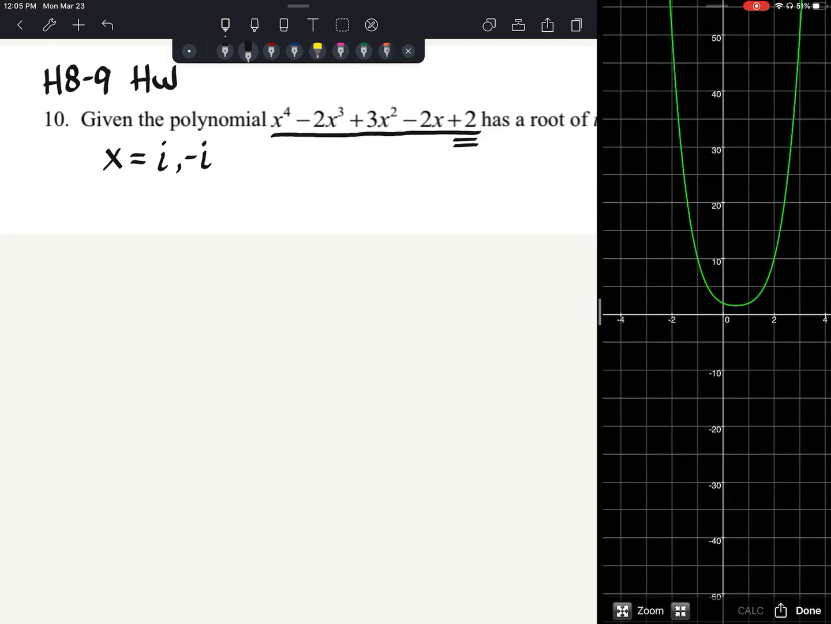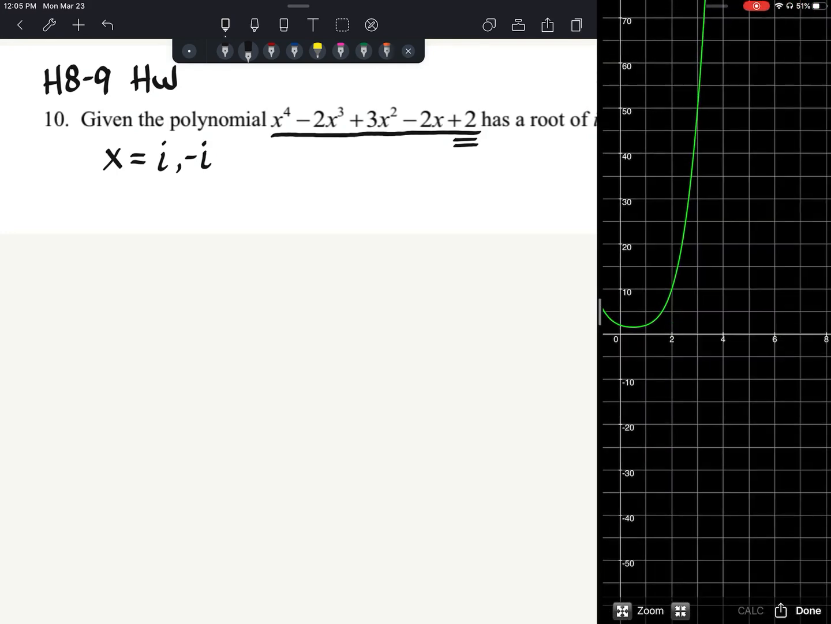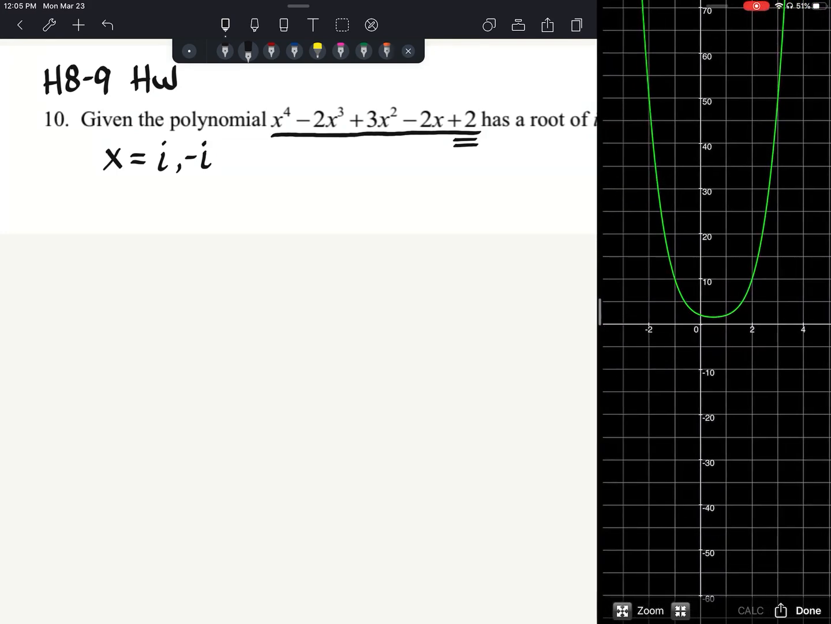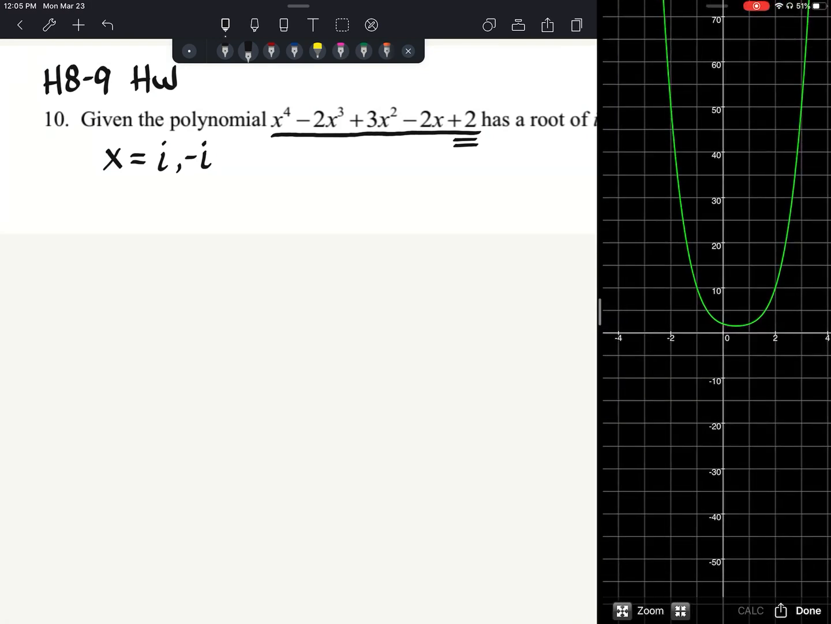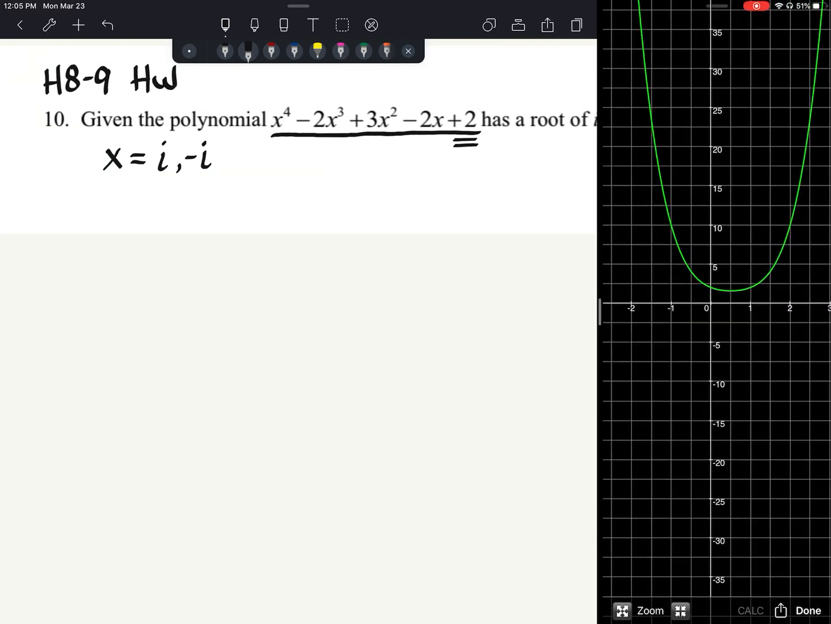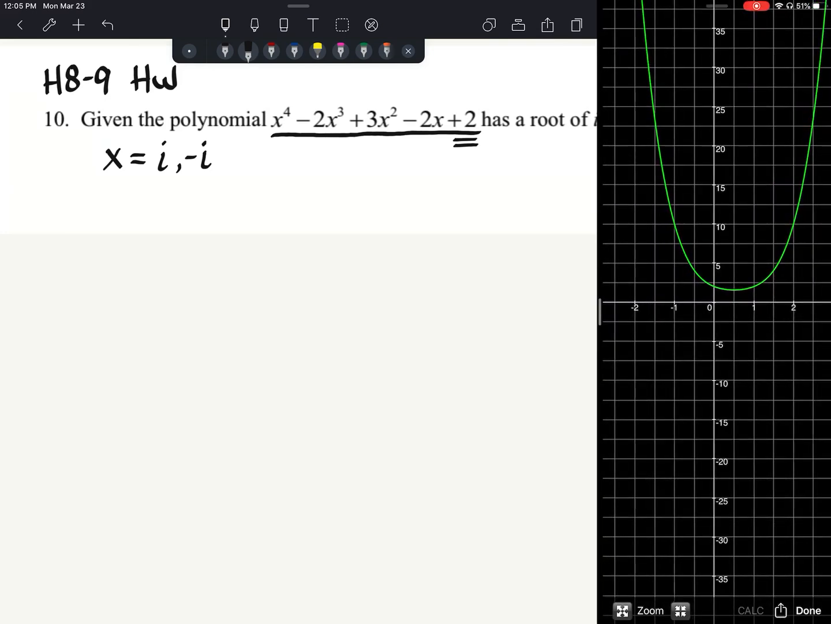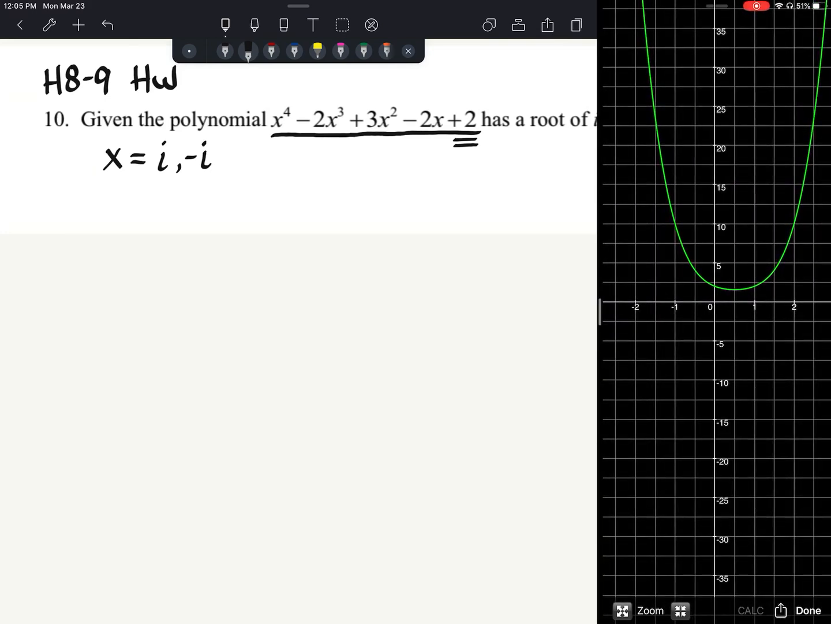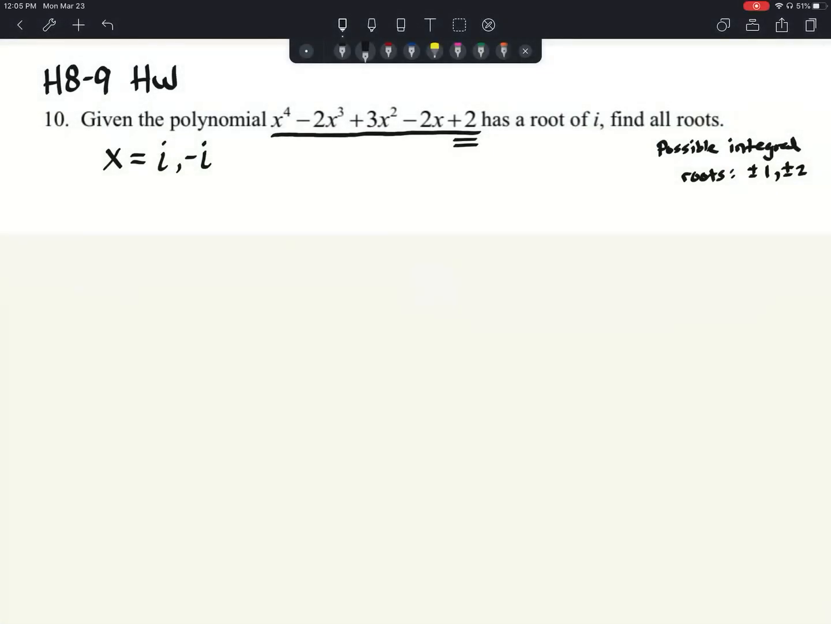You're going to see a graph here, but notice that if we look at negative 1 and negative 2, positive 1 and positive 2, it doesn't actually touch the x-axis at those points. So there are no integral roots here. Okay, so we're going to have to look at what we're going to do here. There are no integral roots, but we still can solve this.